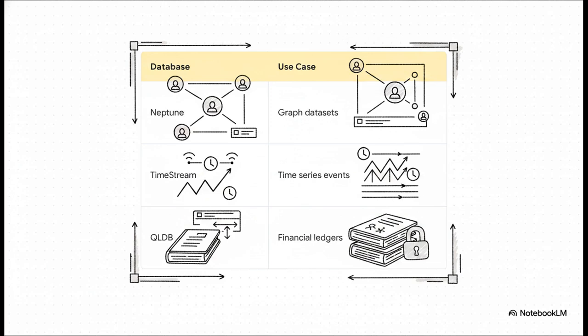Take Amazon Neptune. It's a fully managed graph database, tailor-made for mapping complex relationships with millisecond latency. Think of a social network where users have friends who like posts which have comments. Then we have Amazon TimeStream, a serverless time series database capable of chewing through trillions of daily events, making it a dream for IoT sensors. And for the finance folks, there's QLDB, the quantum ledger database. It securely records a completely transparent, immutable, and cryptographically verifiable history of transactions that can never, ever be altered.